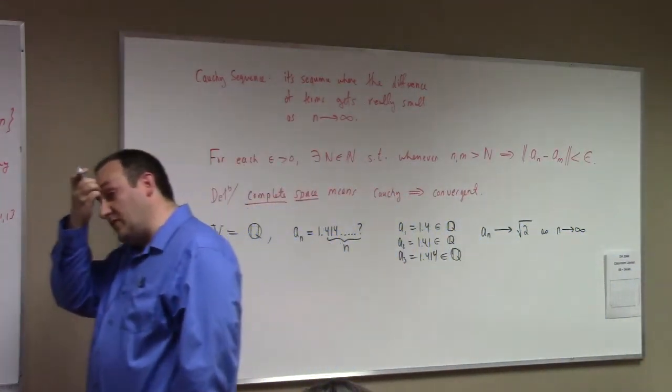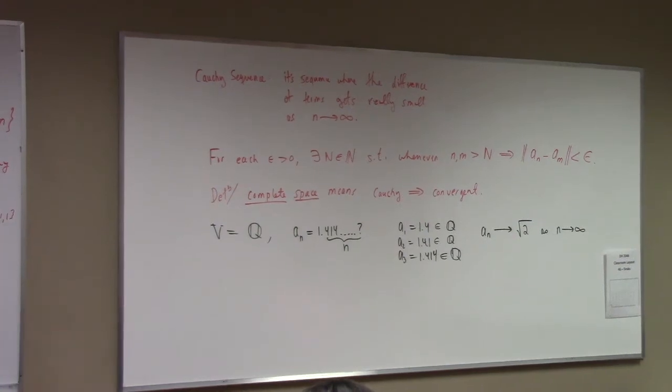Is this sequence Cauchy in the rational numbers? Is the difference of a sub n and a sub m getting vanishingly small as you take n and m to infinity? I think you can argue that if you take the difference between two decimal expansions of the square root of 2, you can make that as small as you like if you're willing to go out as far as you like. So yes, this is a Cauchy sequence, and yet it's not convergent.